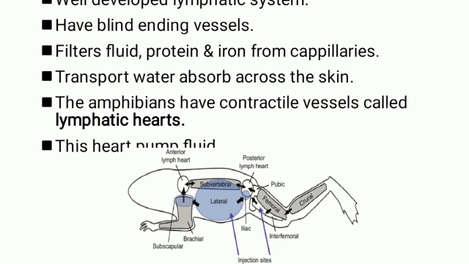Amphibians have contractile vessels called lymphatic hearts. This heart works as a pump. It pumps fluid through the lymphatic system between the body wall muscle and the skin, to transport and store water. This water is reabsorbed through the skin.